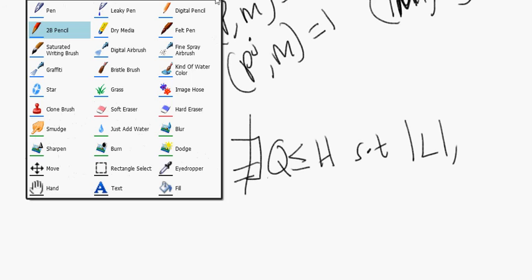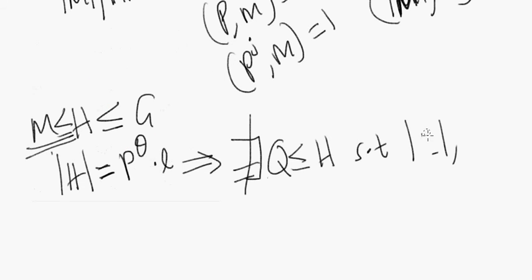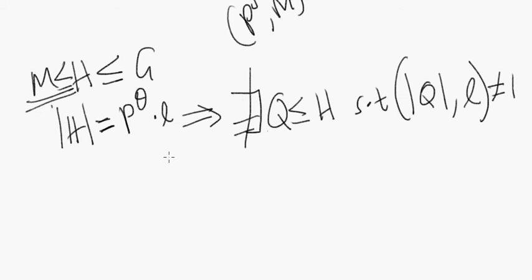Okay, so we're saying that there exists some Q, such that GCD of... we're saying that there does not exist a subgroup Q of H such that the GCD of the order of Q and L does not equal 1, right? But what does this mean?